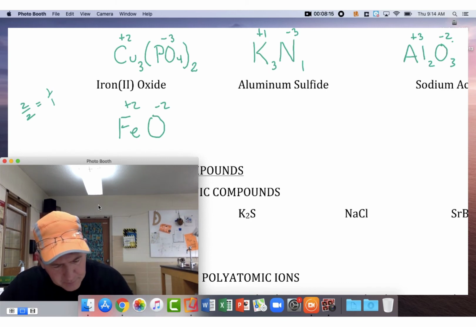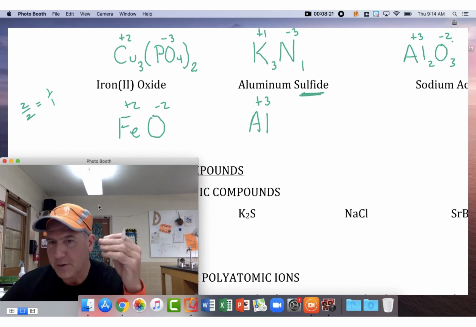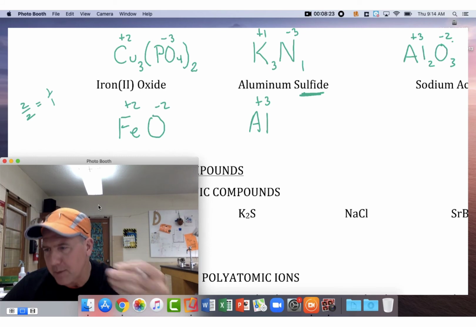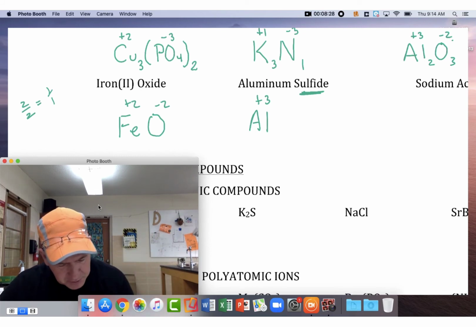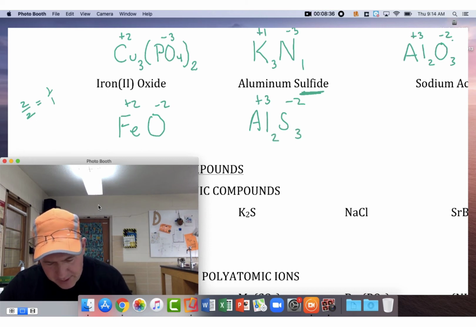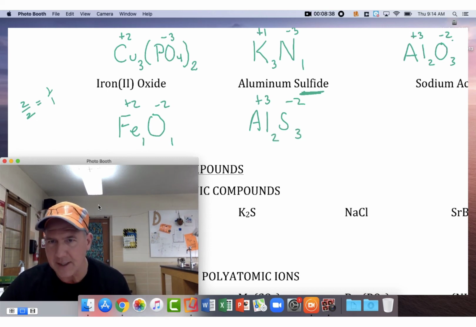Aluminum is +3, and then we have something called sulfide. And if you look on your table, the sulfide is going to be right below the oxygen. Okay, so it's going to be a -2 charge. So, I wrote oxygen. So write S -2, and then we crisscross, right? Here I can put ones there. I did crisscross, but they're reduced, so it didn't make a difference.